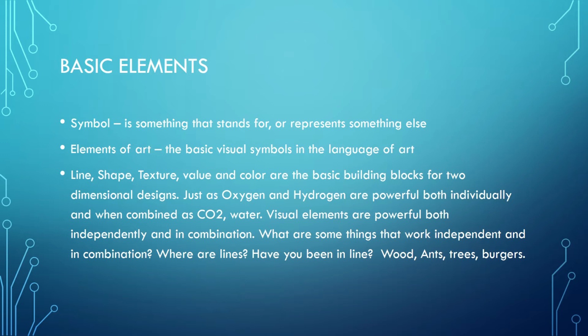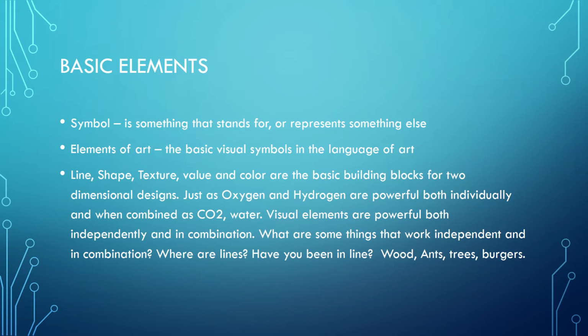These are the two-dimensional building blocks for art. So when you combine 2 or more of these, you can make works of art. For example, oxygen and hydrogen are 2 elements on their own, but when you combine them together, you make water.